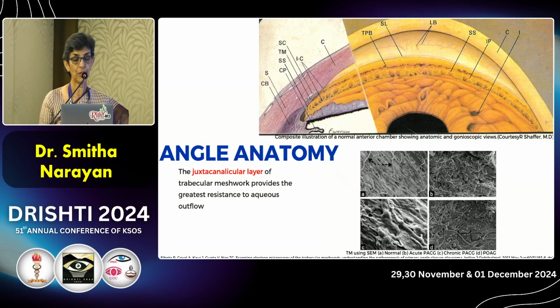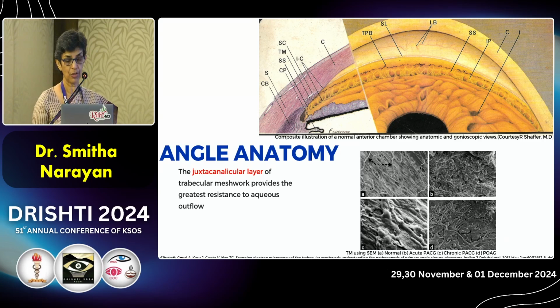Before we actually discuss it, let us know about the anatomy of the angle of the anterior chamber, especially the gonioscopic view. You can see the gonioscopic diagrammatic appearance of the angle of the anterior chamber. The juxtacanalicular layer of the trabecular meshwork provides the greatest resistance to aqueous outflow. You can see these electron microscopic pictures here.